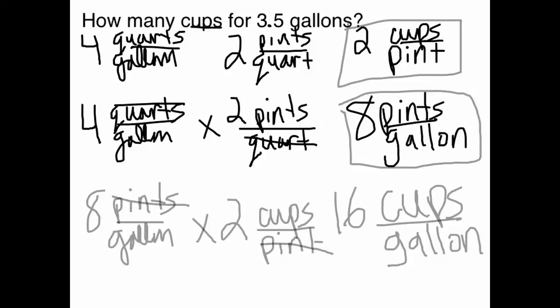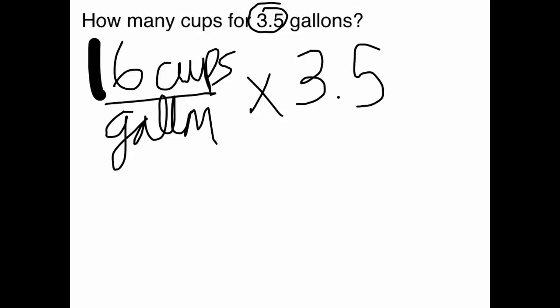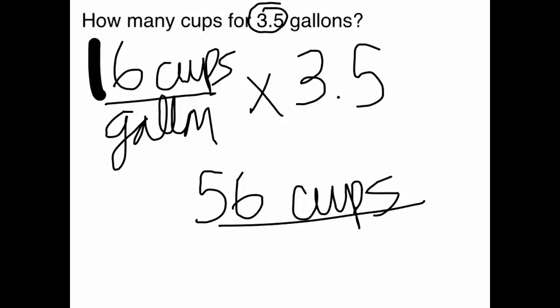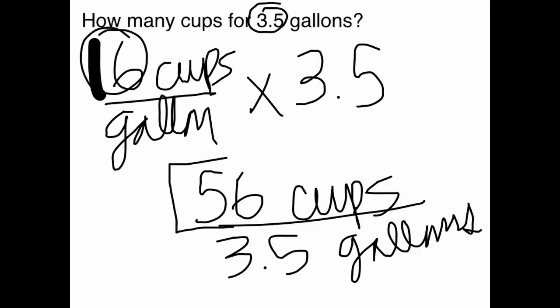Now, we're not quite finished yet because we need to figure out how many cups there are for 3.5 gallons. So I'm going to quickly erase some of this stuff to give me some more space, and then we'll solve that last bit. All right, let's finish this off. If I know there are 16 cups per gallon, and I need to figure out 3.5 gallons, I can just multiply that number by 3.5. If I do that, 16 times 3.5 is 56, which means there are 56 cups for 3.5 gallons, which again makes sense because 56 divided by 3.5 is 16. So our final answer here is 56 cups for 3.5 gallons.